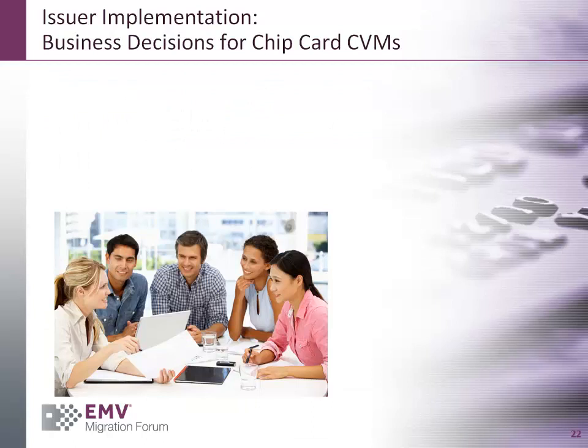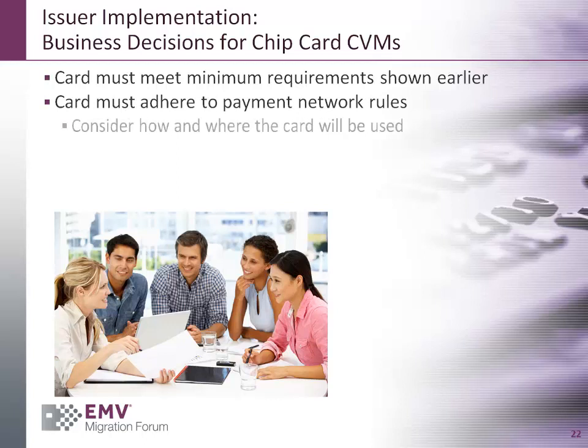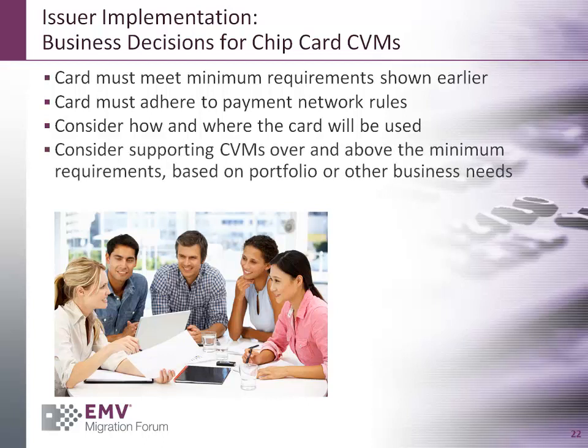U.S. issuers have several important business decisions to make when selecting the CVMs for their cards. The card must meet the minimum requirements we saw in an earlier slide. The card must adhere to payment network rules. Issuers should consider how and where the card will be used, for example, if the card will only be used at ATMs. An issuer might consider supporting CVMs over and above the minimum requirements based on the portfolio or other business needs.